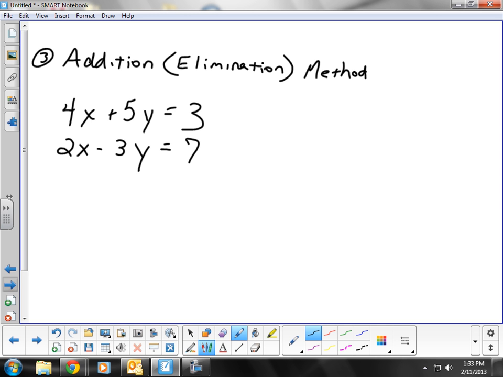So, what could I get rid of very easily here? The x's. And I could make this 2 into a what? I don't want it to be a positive 4. I want it to be a negative 4, because the 4 that was already there is positive. So if I multiply through by negative 2, I'm going to have this set up so that I get a 0 pair.